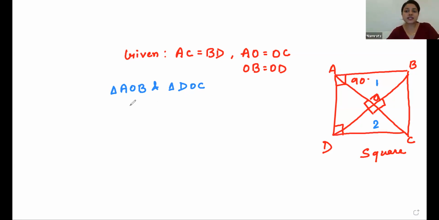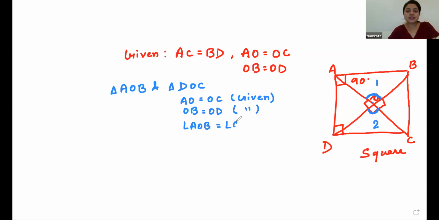In these two triangles, we can say that AO of the above triangle is equal to OC of the below triangle. That is already given. And we can also say that OB of the top triangle is the same as OD of the bottom triangle, right? That is also given. And we can also say that this blue angle is 90 degrees, and here also this blue angle is 90 degrees. Both are exactly the same, right? So angle AOB is equal to angle COD.